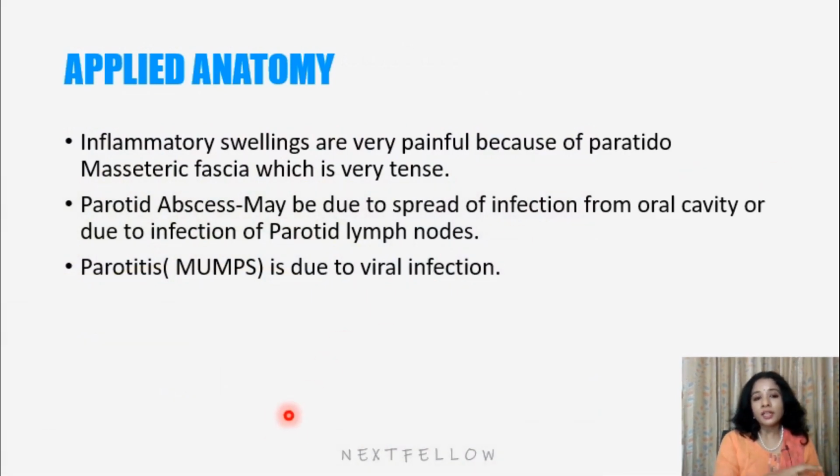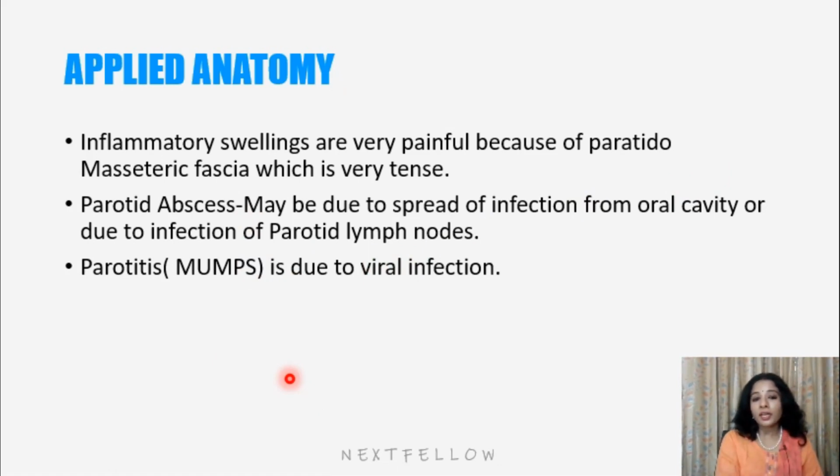The other applied aspects are the inflammatory swellings in the parotid gland. I said already, it is quite painful. It is because of a thick fascia present on the lateral side of the parotid, called the parotido-masseteric fascia, which attaches to the zygomatic arch, and it doesn't allow the parotid gland to swell.